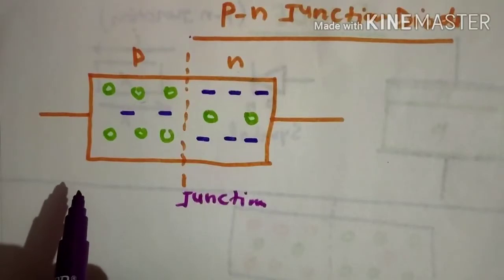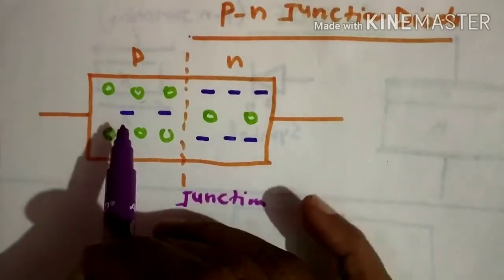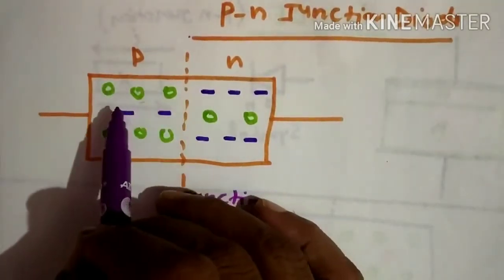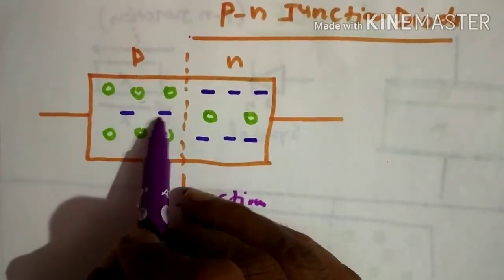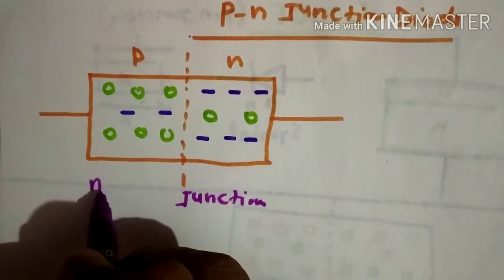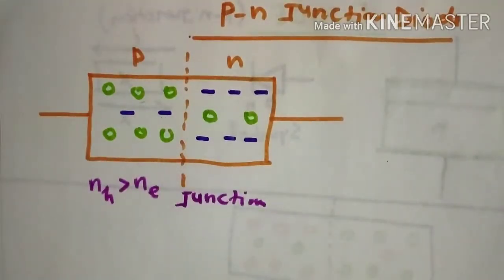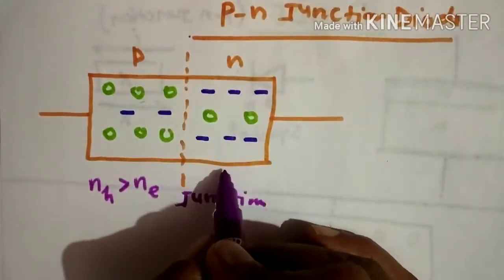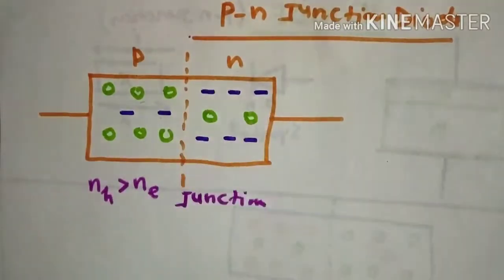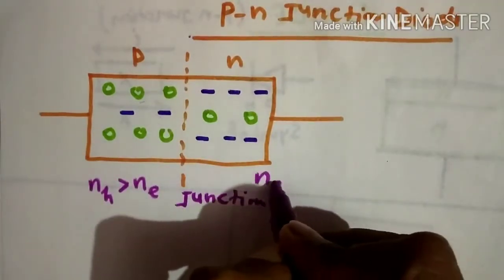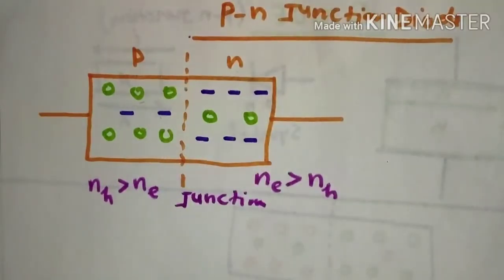Just recall, when we were studying the P-type and N-type extrinsic semiconductors, we came to know that in P-type semiconductor, the majority current carriers are holes and the minority current carriers are electrons. That is, number density of holes is greater than the number density of electrons in P-type semiconductor. Whereas in N-type semiconductor, the majority current carriers are electrons and the minority current carriers are holes. That is, number density of electrons is more than the number density of holes in N-type semiconductor.